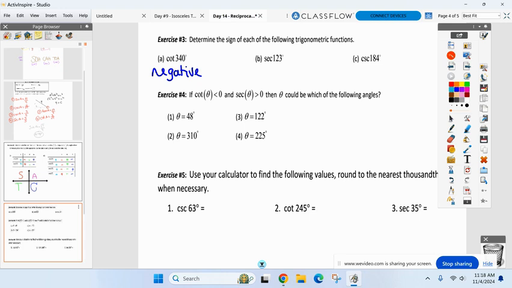123. Where's 123? The second. Okay, second. What's the only thing positive in the second? Sine. So secant and sine, do they go together? Nope. So that's negative.